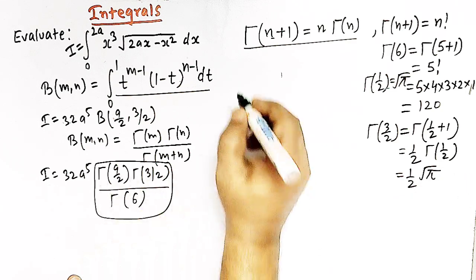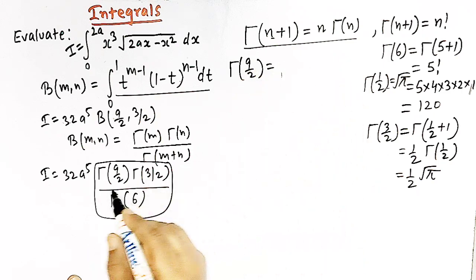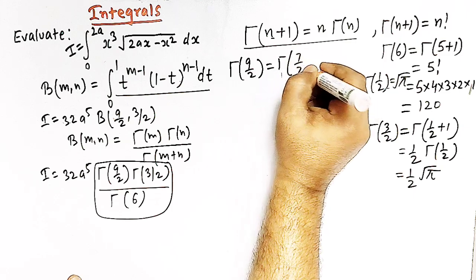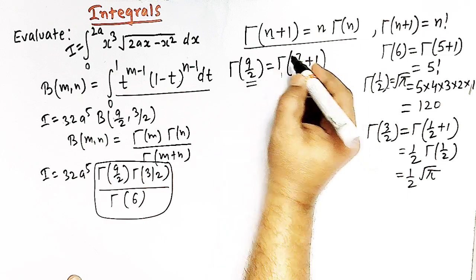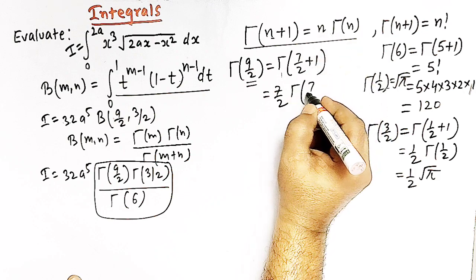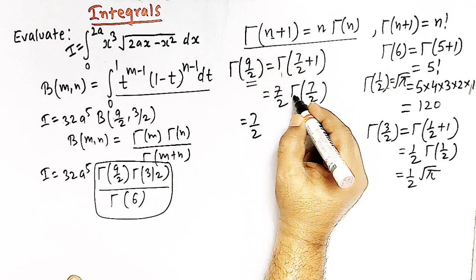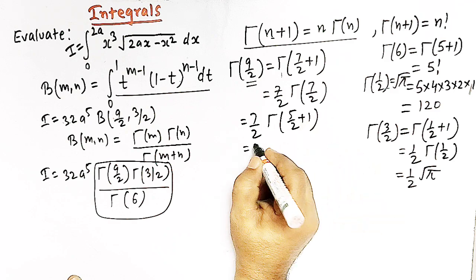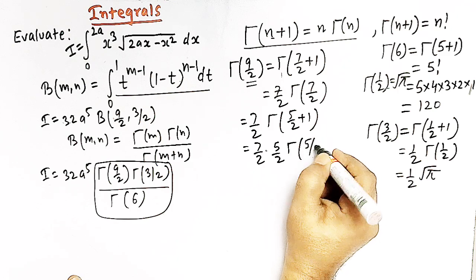Now the value of gamma 9 over 2 can be calculated by using this result. So we have gamma 7 over 2 plus 1. So we can split 9 over 2 as 7 over 2 plus 1. So now we have here 7 over 2 times gamma 7 over 2. Now we can again apply the same result to gamma 7 over 2. So we have 5 over 2 plus 1. So this is 7 over 2 times 5 over 2 times gamma 5 over 2.